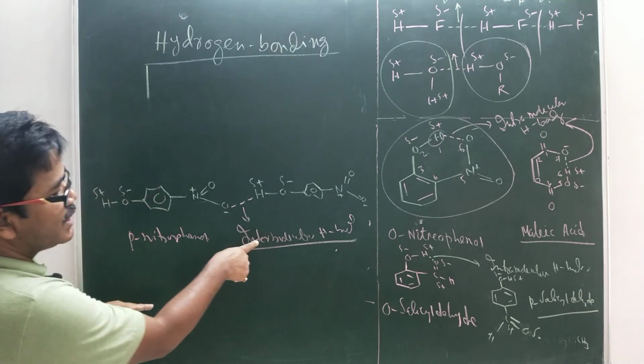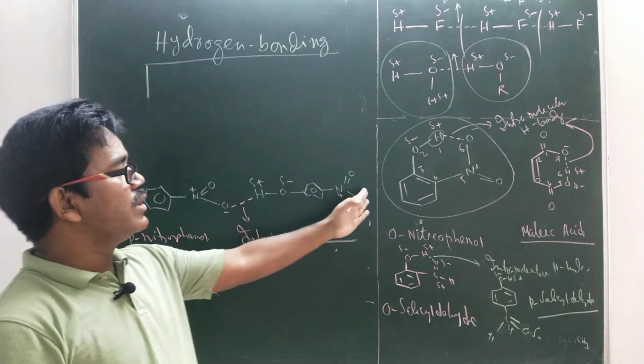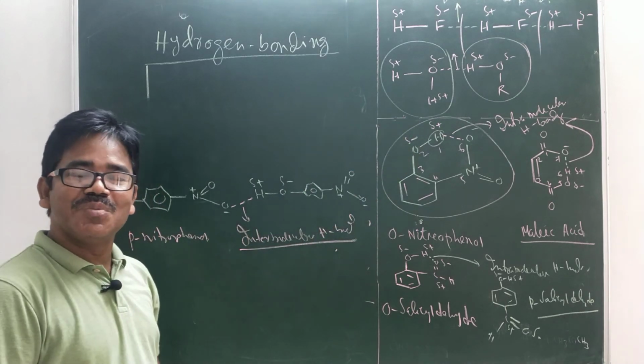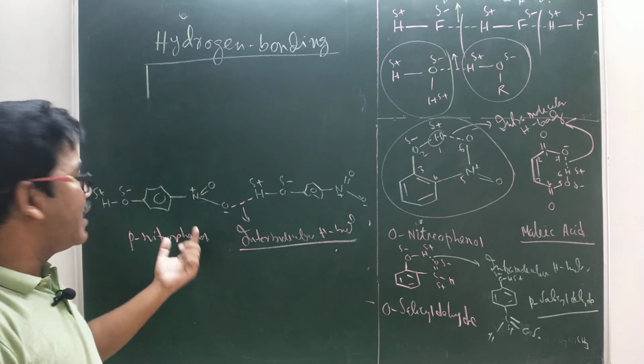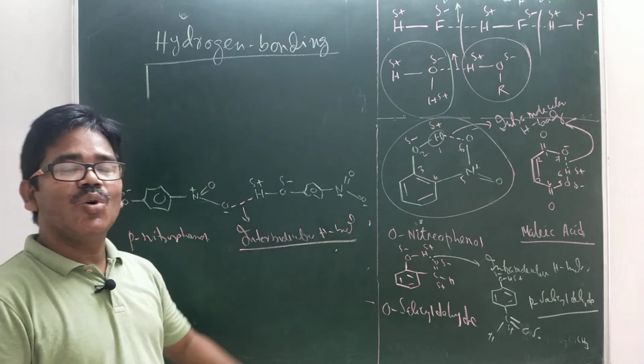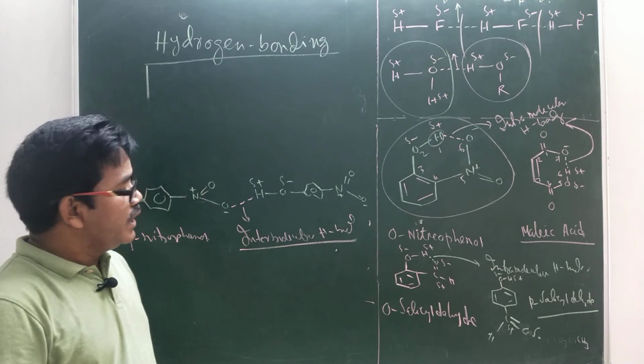Due to these intermolecular hydrogen bonds, molecules remain in association, and one more molecule can come, one more can come, they can form the same intermolecular hydrogen bond. That's why paranitrophenol has a higher boiling point than orthonitrophenol. Clear?